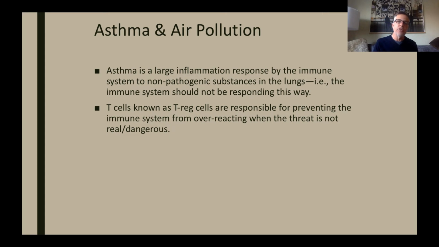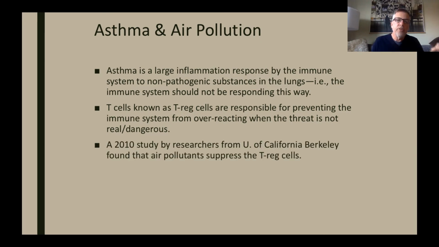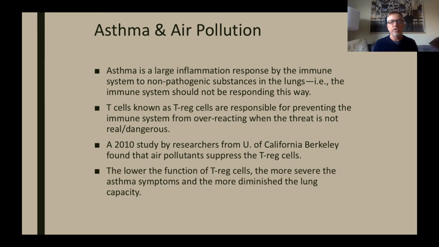Now, T cells, known as Treg cells, are responsible for preventing the immune system from overreacting when the threat is not real. If your immune system starts to react, the Treg cells are supposed to say, "Hey, wait a second, false alarm, everybody as you were." But a 2010 study from the University of California, Berkeley found that air pollutants suppress these Treg cells. So you can now see the problem with that, right? The lower function of the Treg cells means that asthma symptoms will be more severe.